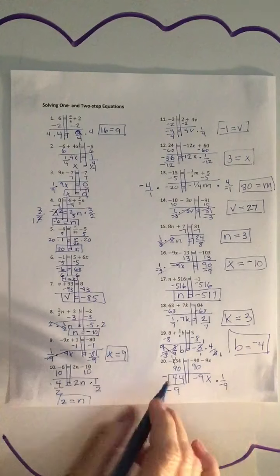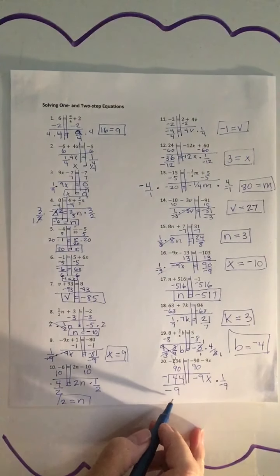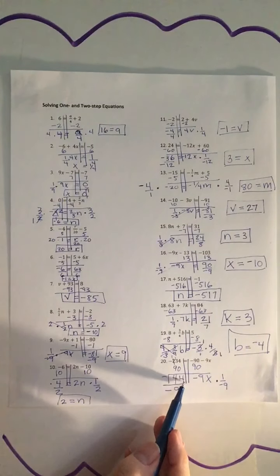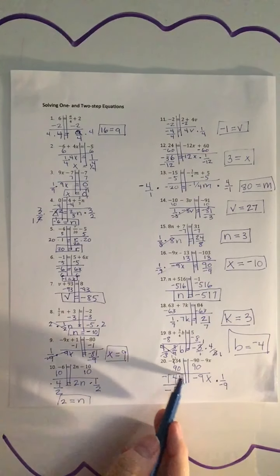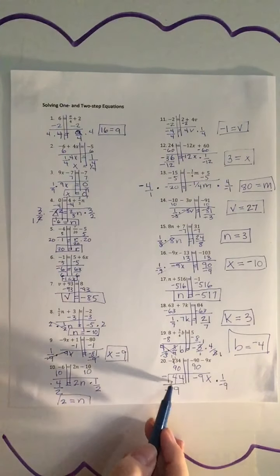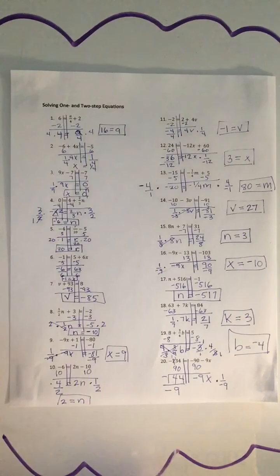So I know that 144 is divisible by 9. The way I know that is I just add 4 plus 4 is 8. 8 plus 1 is 9. Since this whole thing adds up to 9 and 9 is divisible by 9, I know that that is also divisible by 9.